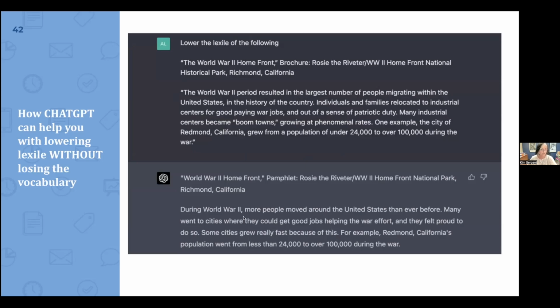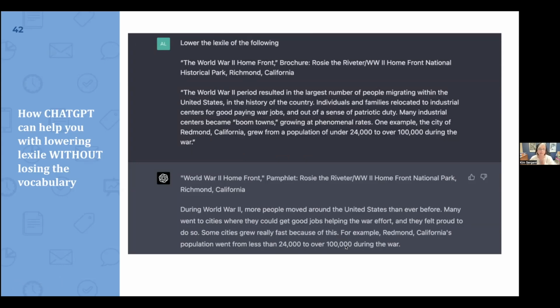So it said, during World War II. Now you guys look up at the top. I'm going to read the bottom to you so you can look at the top and see how it changed it. During World War II, more people moved around the United States than ever before. Many went to cities where they could get jobs, helping the war effort, and they felt proud to do so. Some cities grew really fast because of this. For example, Redmond, California's population went from 24,000 to over 100,000 during the war.